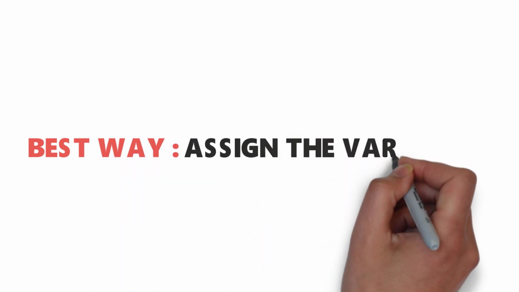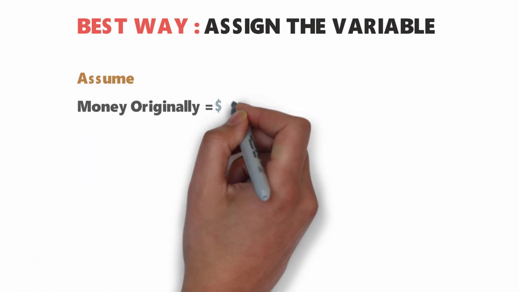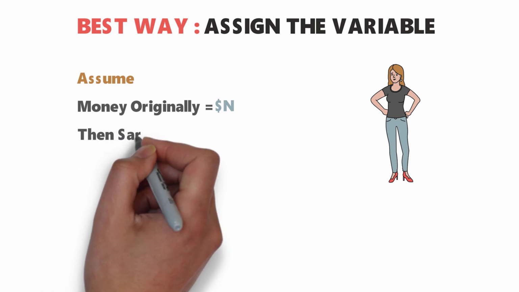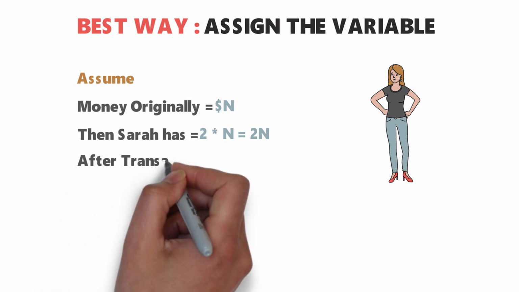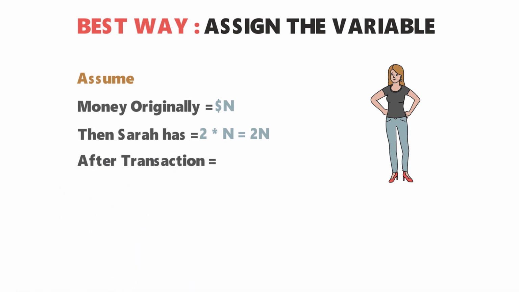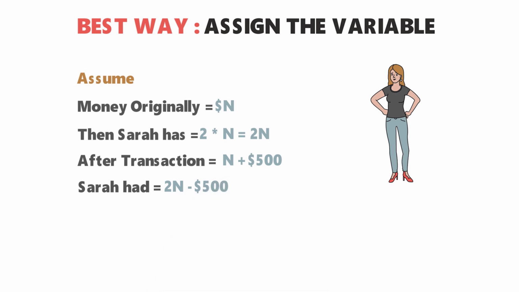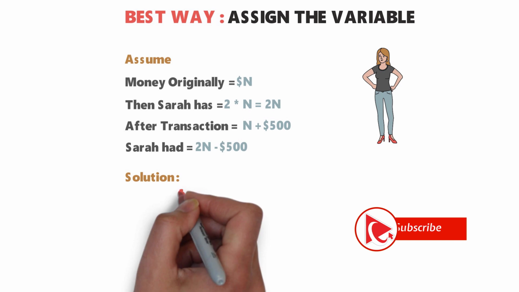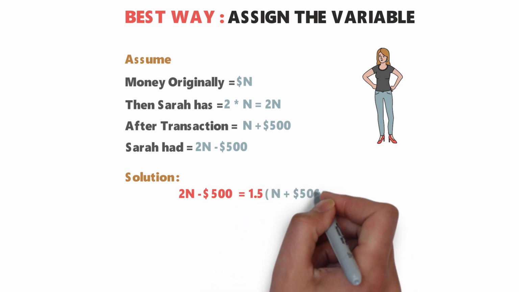The best way to solve this challenge is to assign a variable to what Nicole had originally. If we assume that Nicole had originally N dollars, then Sarah will have twice as much, meaning 2 multiplied by N, or 2N. That means that after the transaction, when Nicole received additional money from Sarah, Nicole had N plus $500 and Sarah had 2N minus $500. Based on this information, we can build an expression. 2N minus $500 equals 1.5 multiplied by (N plus $500).